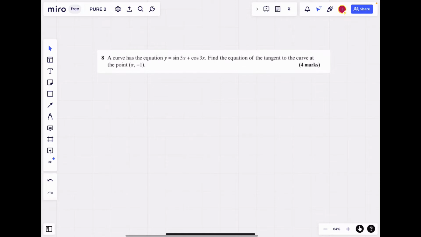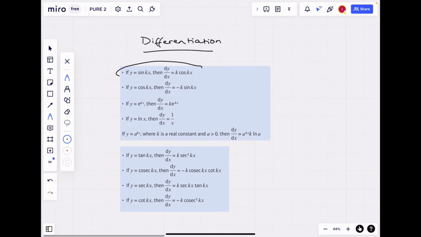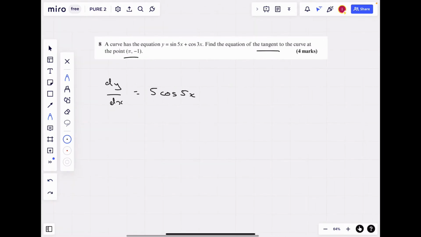So, you've got your function, sine 5x cos 3x. Find the equation of the tangent at the point pi, minus 1. So, you have to differentiate. When you differentiate sine 5x, you get 5 cos 5x, making use of this rule here. And then minus 3 sine 3x. Okay? That's what you get when you differentiate.